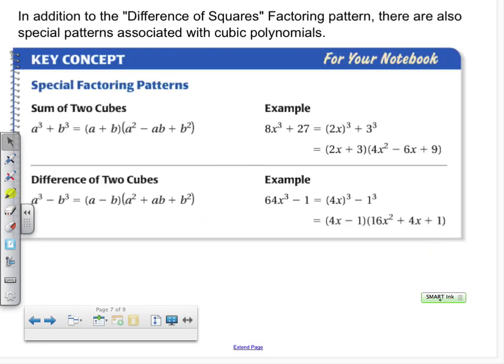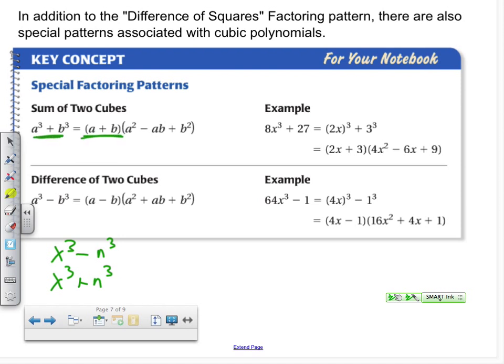Now, in addition to difference of squares, there's also something called the difference of cubes. And for cubes, there's also a sum of cubes. This is when you notice you got x cubed or something cubed minus a number that is a perfect cube, or x cubed plus a number that is a perfect cube. When you notice that, they follow this specific pattern.